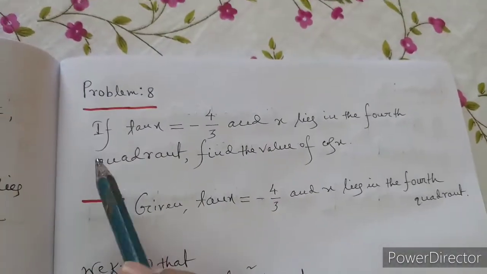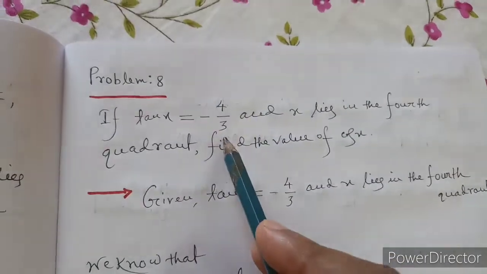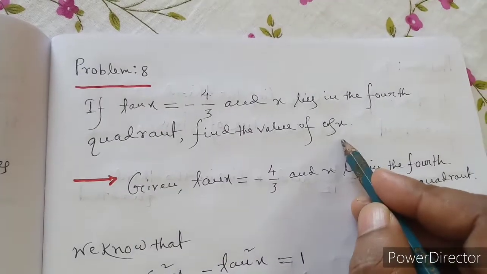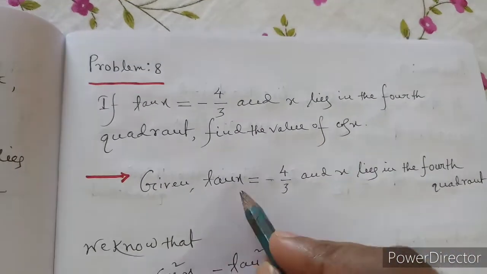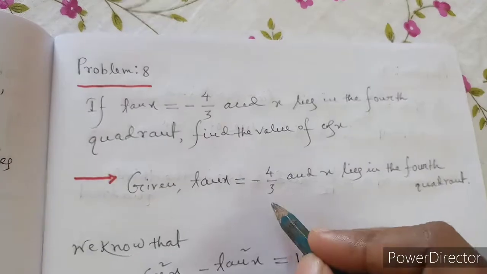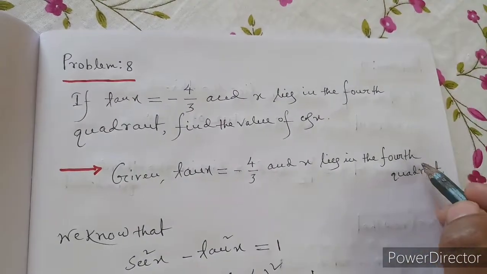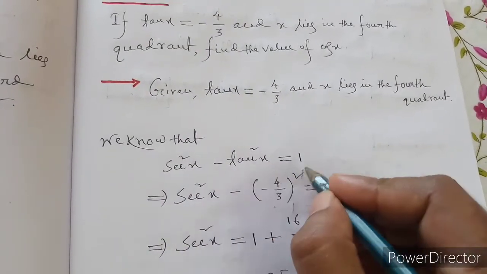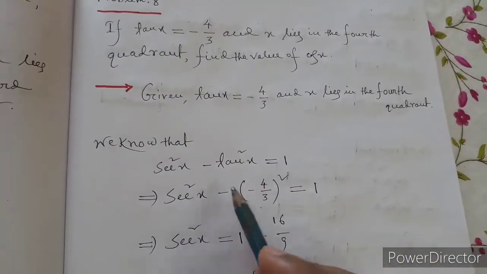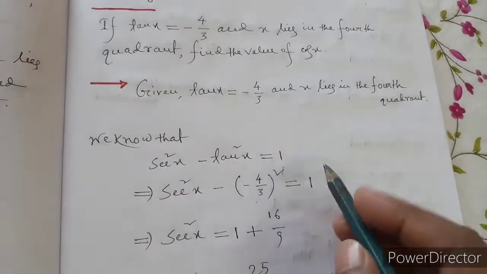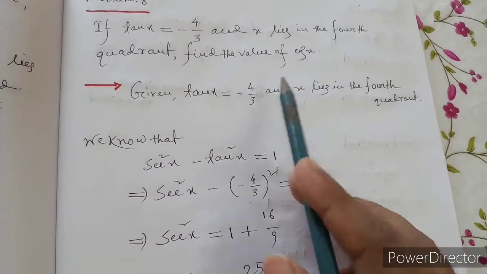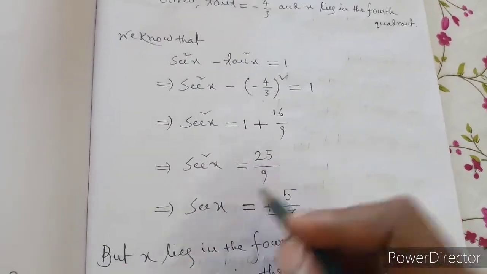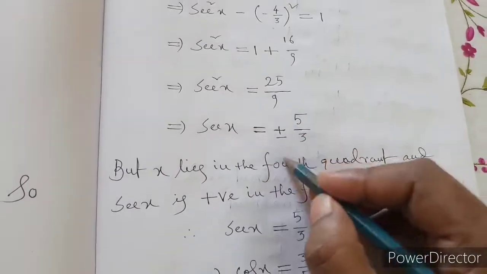Similar problem number 8. If tan x equal to minus 4 by 3 and x lies in the fourth quadrant, find the value of cos x. How to solve it? Given that tan x equal to minus 4 by 3 and x lies in the fourth quadrant. So we know that sec square x minus tan square x equal to 1. So sec square x equal to minus 4 by 3 whole square plus 1, because the value of tan x equal to minus 4 by 3. Put it here. So sec square x equal to 25 by 9. So sec x should be equal to plus minus 5 by 3.